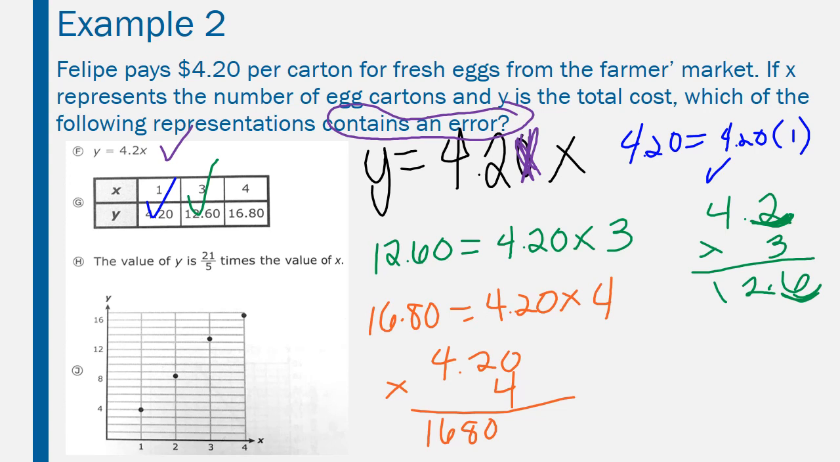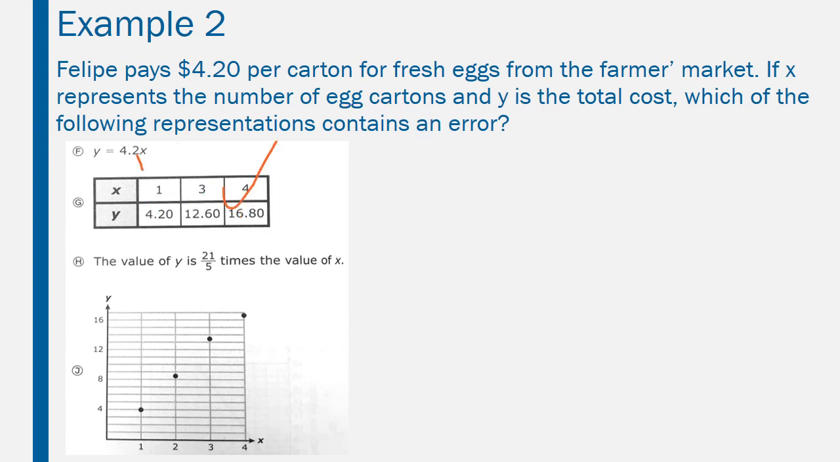Very good. In between the 6 and the 8, I have 2 place values after the decimal, so I have to have 2 place values after the decimal in the answer. So $16.80, which is correct in this table. So G is correct. We need something that has an error. What about H? Let's look at H.